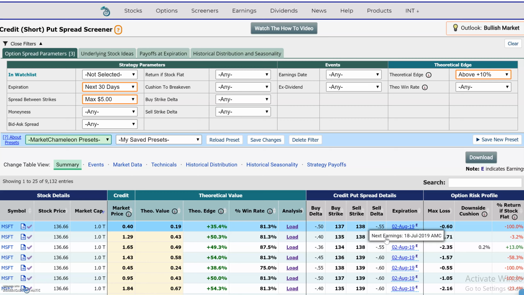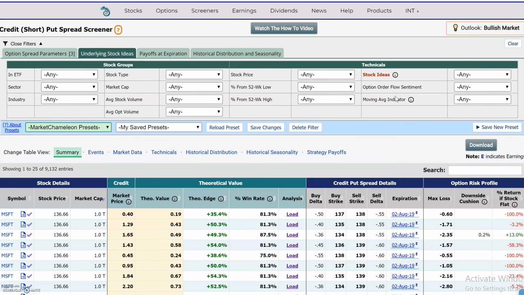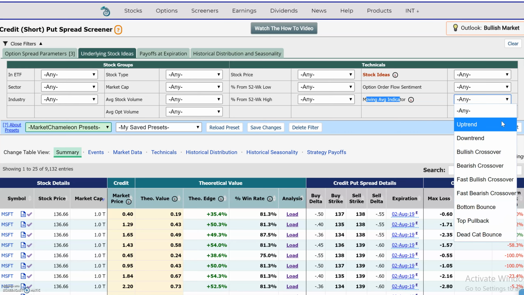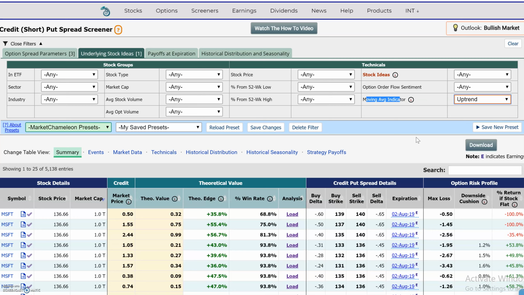Another thing that I like to set, to cheat a little bit, is I look for stocks that are currently in an uptrend. So I'm going to go over here, underline stock ideas, and look for stocks that are in an uptrend, meaning all the moving averages in the recent history have been pointing upwards. The idea there is that if there's any type of negative news impacting the stock, then it wouldn't be in an uptrend.